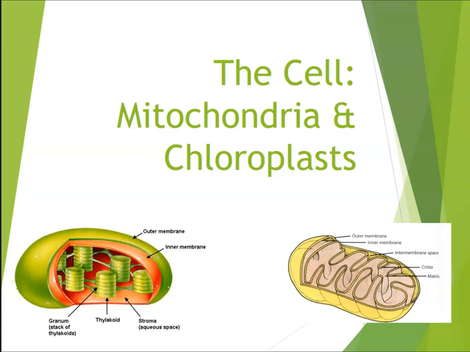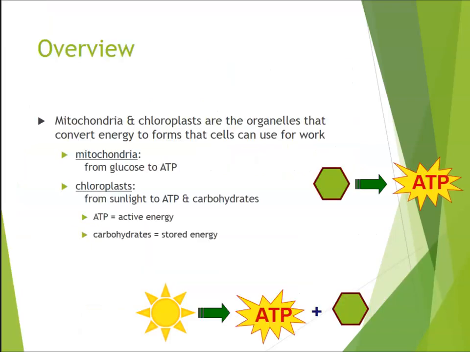Today's lesson is the last one in our series on cell structures, and this one is about the mitochondria and the chloroplasts. Mitochondria and chloroplasts are the organelles that convert energy to forms that cells can use for work. So the mitochondria takes glucose and converts it into ATP, and the chloroplast takes energy from the sun to make ATP and carbohydrates. ATP is cellular energy. It is the form of energy that your cells can use, and carbohydrates are stored energy.